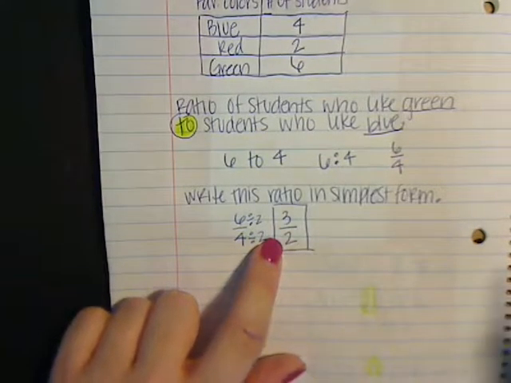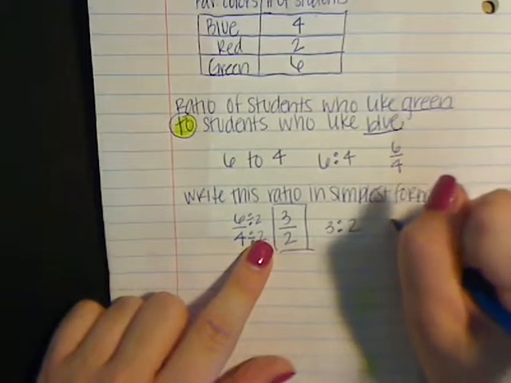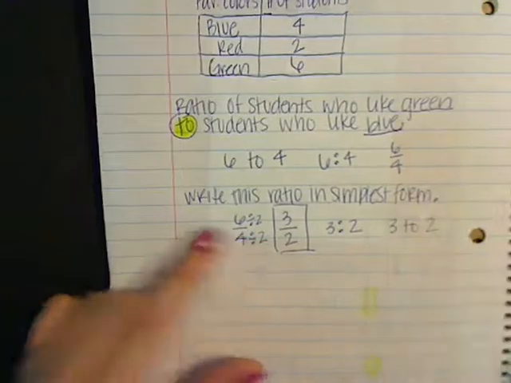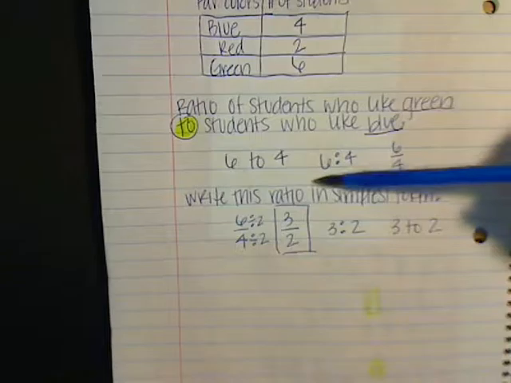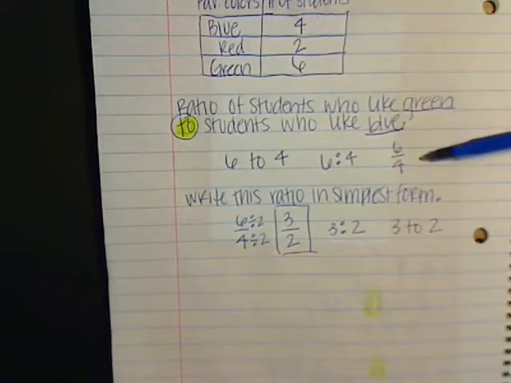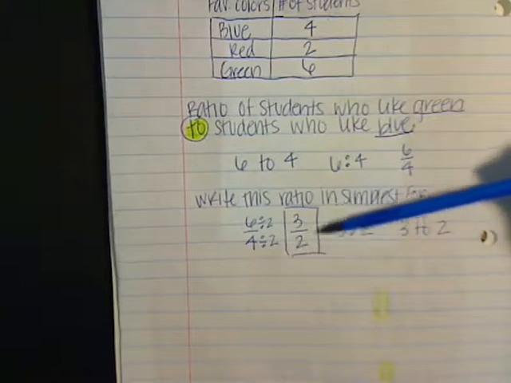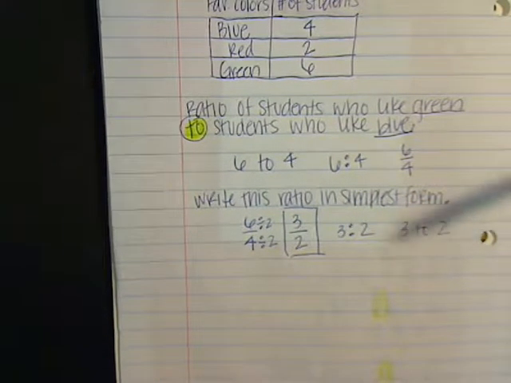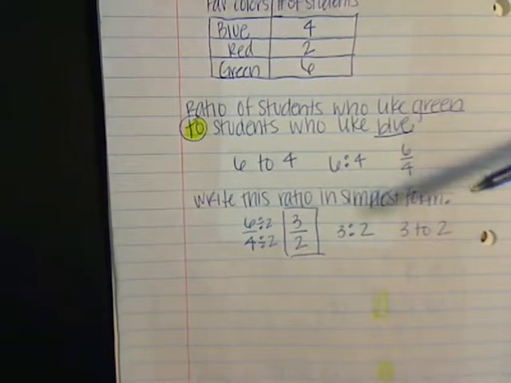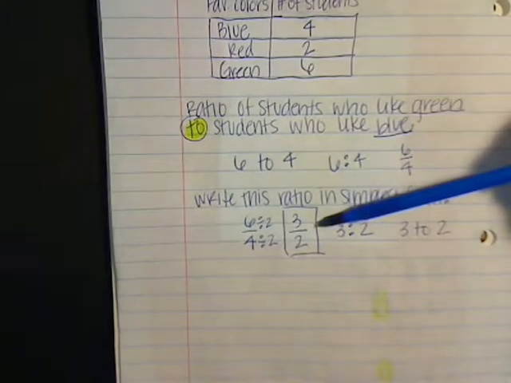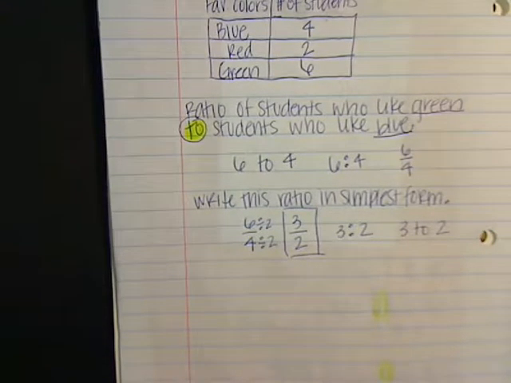If I were going to take this and write it with the colon or the word to, it would look like this, or like that. Okay, so you could write it in any of 3 ways. For me, I think it's easiest when I need to write a ratio in simplest form to use the fraction form of the ratio and figure out the simplest form from there, and then write it in whichever way they ask me. So if they ask me to write it using the word to in simplest form, I would use the fraction form first, and then rewrite it using the word to.